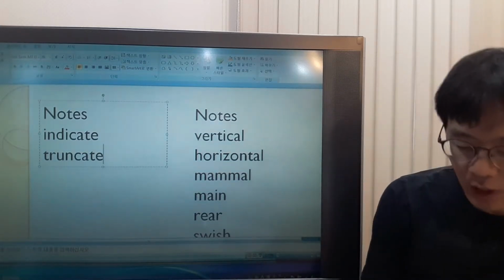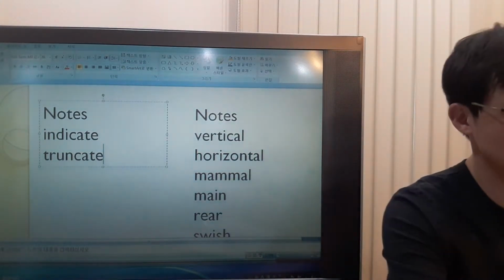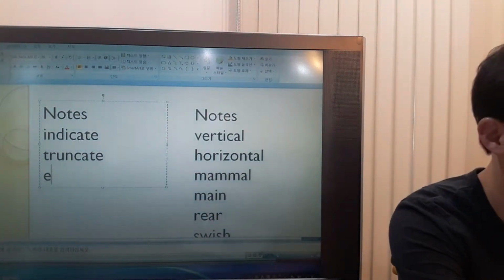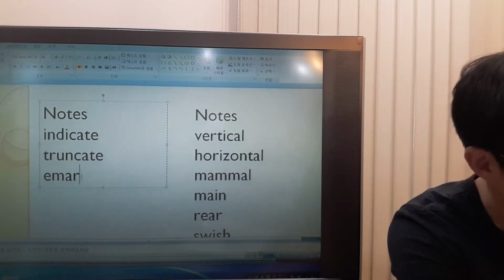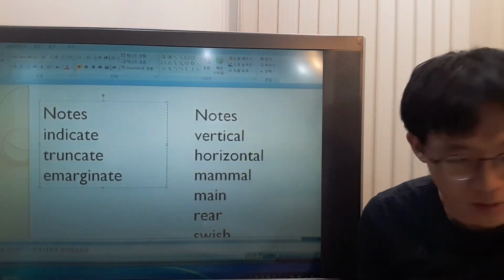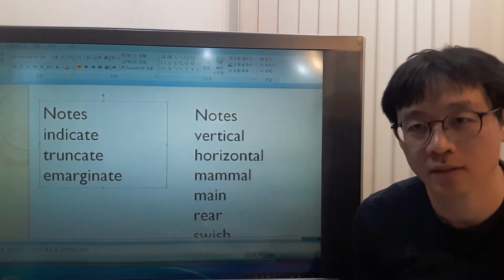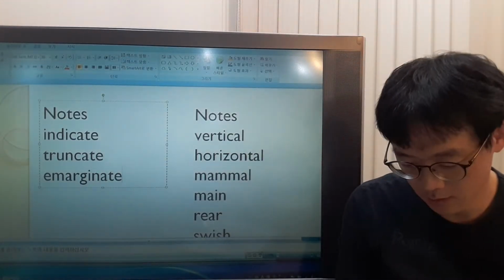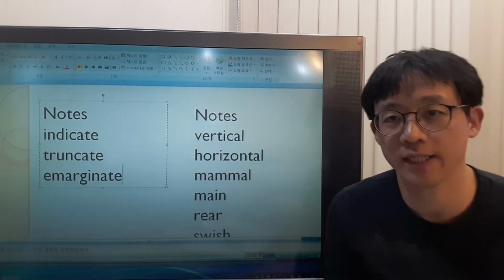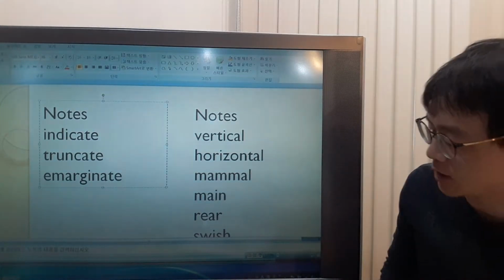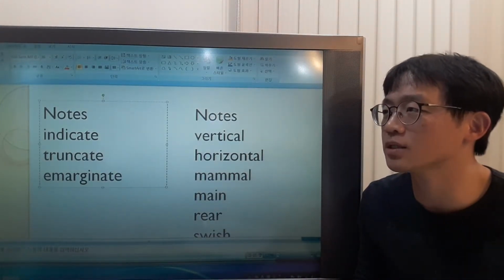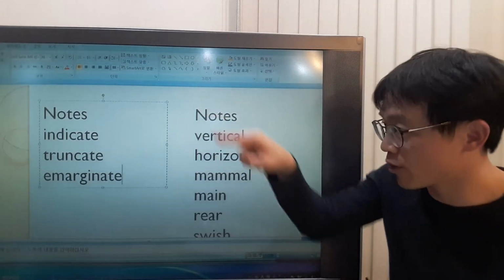Fifth is the emarginated caudal fin. Emarginated. Oh my God, there are vocabularies which are very complex and difficult, but you don't need to know all this, all right? Emarginated. What does that mean, emarginated? Emarginated means the end has some cuts looking like a V shape or a round shape, alright?